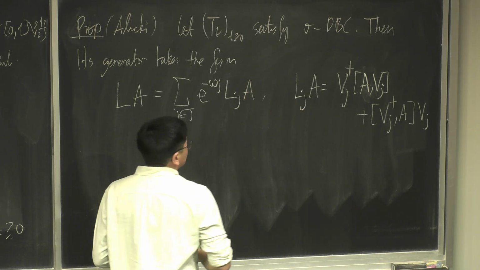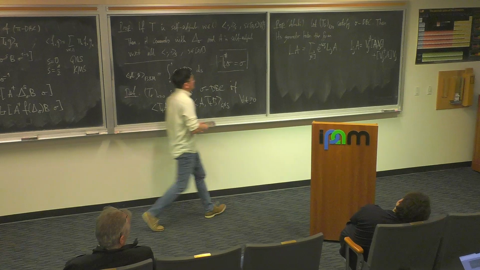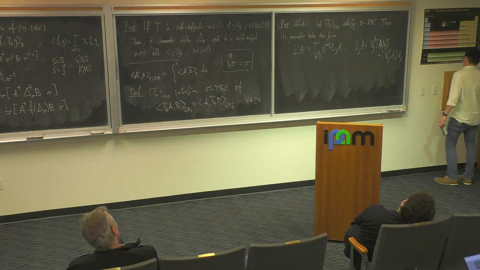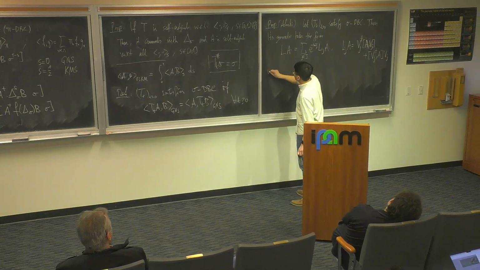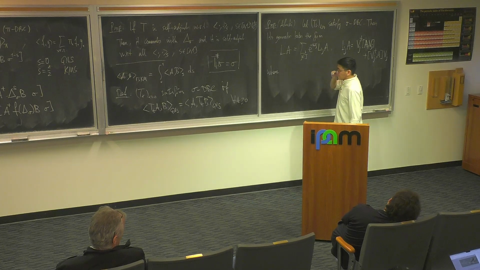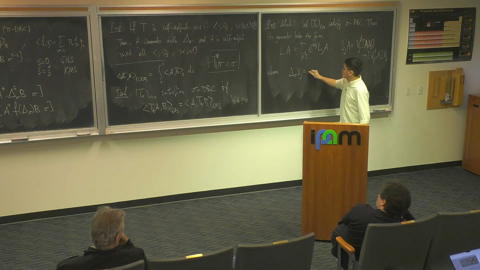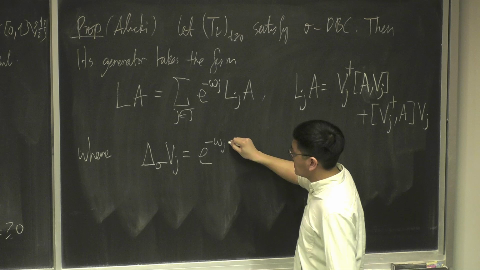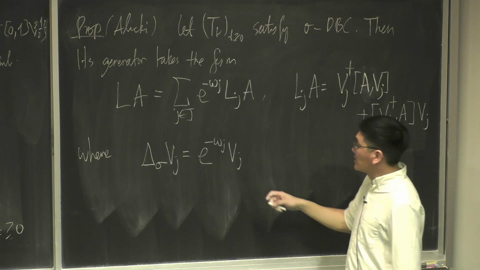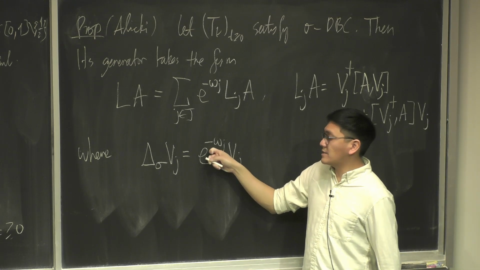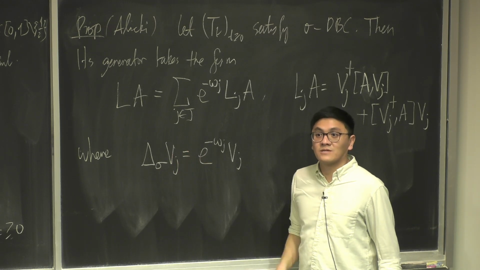So let me tell you what these V_j's and omega_j's are, where delta sigma of V_j is equal to e to the minus omega j of V_j. So you can think of e to the minus omega j, V_j as the eigenpairs for this delta operator.